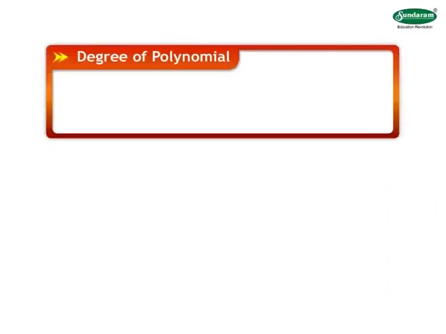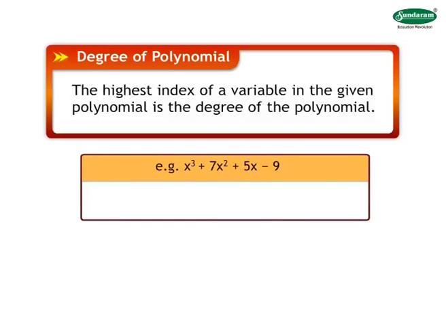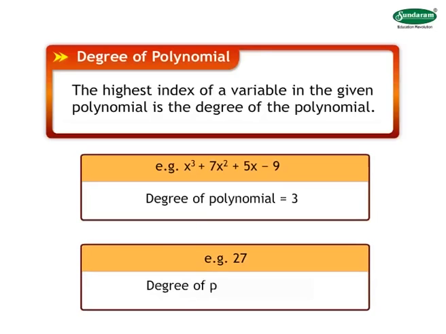Now let us learn the degree of a polynomial. The highest index of a variable in the given polynomial is the degree of the polynomial. Example, in the polynomial x cubed plus 7x squared plus 5x minus 9, the degree of the polynomial is 3, as 3 is the highest index of the expression. One more example, 27. Here, the index of 27 is not defined. It means that the index is 0. The degree of a non-zero constant monomial is 0.